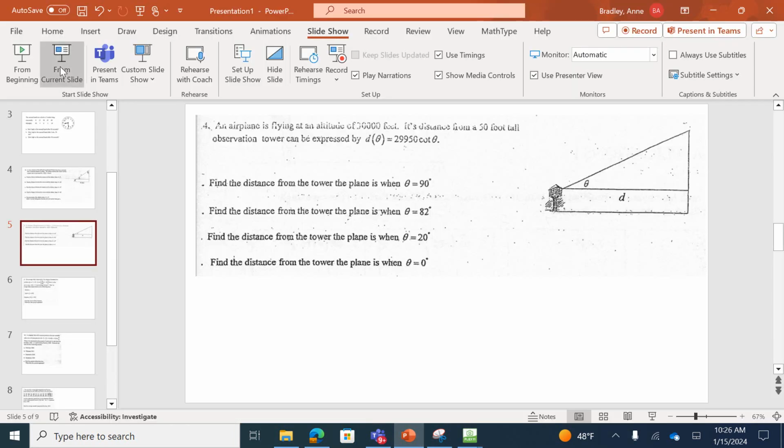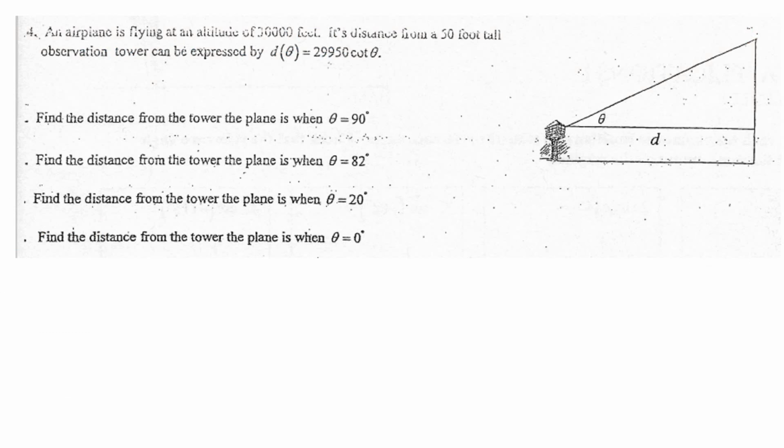Let's read this problem. An airplane flying at an altitude of 30,000 feet. Its distance from a 50-foot tall observation tower can be expressed by the following equation. And then we want to find that distance given a degree. So I want to make sure that my calculator remains in degrees. I'm going to plug in the following equation. And when I look at these 4 different input values, again, they're all in degrees.